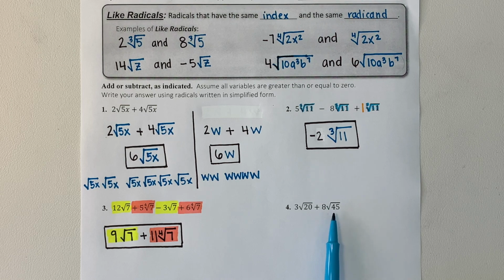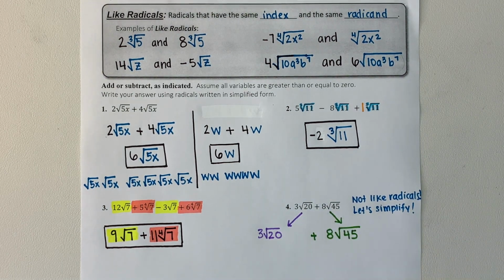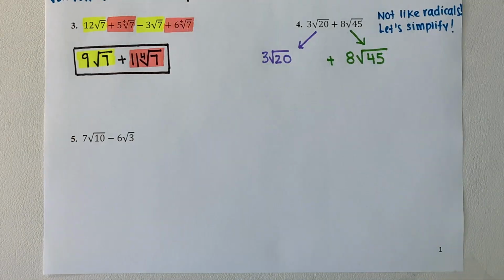But notice both of these radicals can be simplified. So let's simplify first, and maybe after simplifying, we will then have like radicals. I'm going to simplify 3 square root of 20 in purple over here, and I'll simplify 8 square root of 45 in green over here. Now, if you'd like an introduction and detailed overview of how to simplify radicals, please watch my 6.3 video.